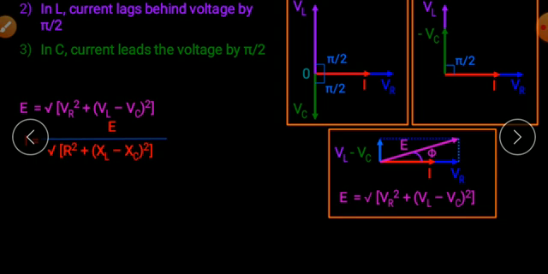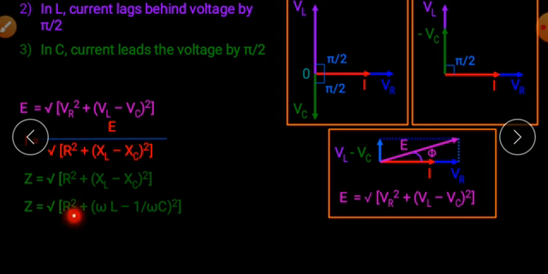The total effective resistance of an RLC circuit is called the impedance of the circuit, and it is represented by Z. So Z is given by under root of R square plus (XL minus XC) whole square. From this we can write Z equal to under root of R square plus (omega L minus 1 upon omega C) square.